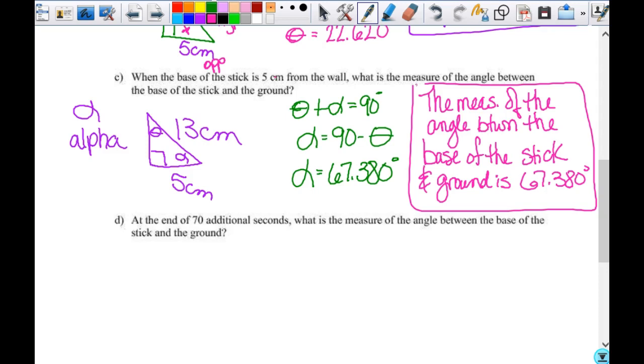Now it says at the end of 70 additional seconds, what is the measure of the angle between the base of the stick and the ground? Okay, so this additional seconds is important. When time is 0, the stick is up against the wall, so it doesn't even make a triangle. So when the base is 5 centimeters away, some time has passed. So this is saying after that, 70 more seconds.